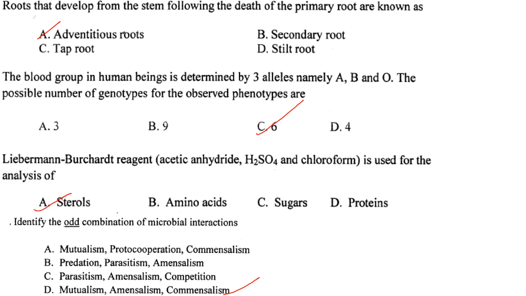Then next one, mutualism, amensalism, commensalism. All are not negative interaction and all are not positive interaction. Mutualism is positive interaction, amensalism is negative interaction and commensalism is also positive interaction. So they are the odd combination of microbial interaction. So answer is option D.